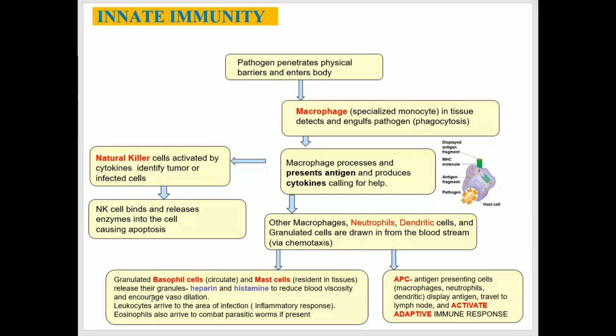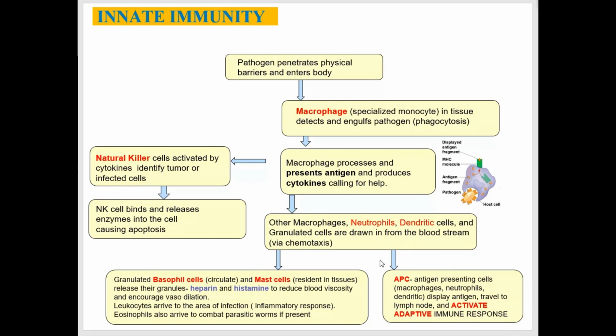And then notice the basophils and mast cells, they're going to be releasing their granules. For example, mast cells release histamine, and histamine causes blood vessels to dilate. Then neutrophils will arrive at the scene and try to break down the pathogens that are there, or engulf them. Macrophages can present the antigens, and it's not just macrophages. We can also have neutrophils and dendritic cells as antigen-presenting cells, so they are going to activate the adaptive immune response when innate is not enough.